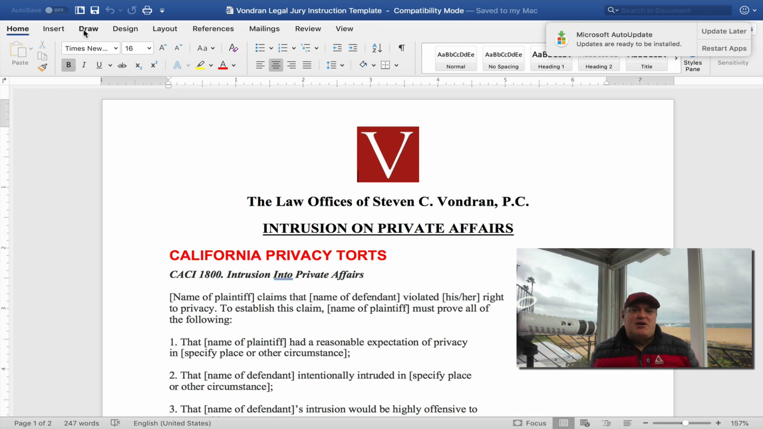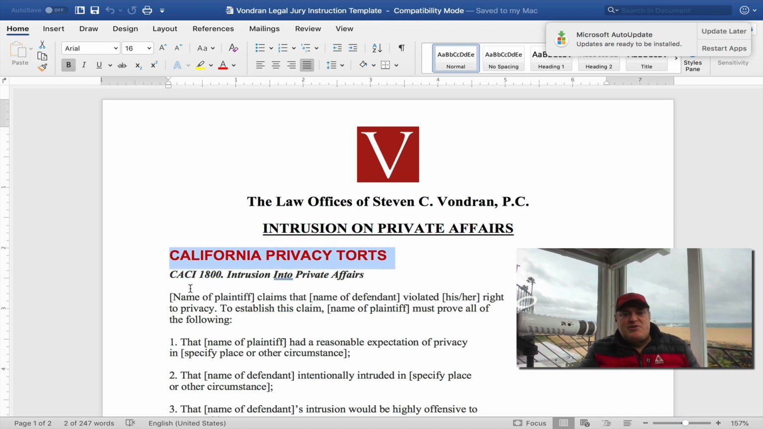So we're going to talk about intrusion on private affairs, also known as intrusion on seclusion and solitude. Intrusion on seclusion and solitude, or private affairs as we call it. So without further ado, let's take a look here. This is the jury instructions, CACI 1800, intrusion into private affairs.